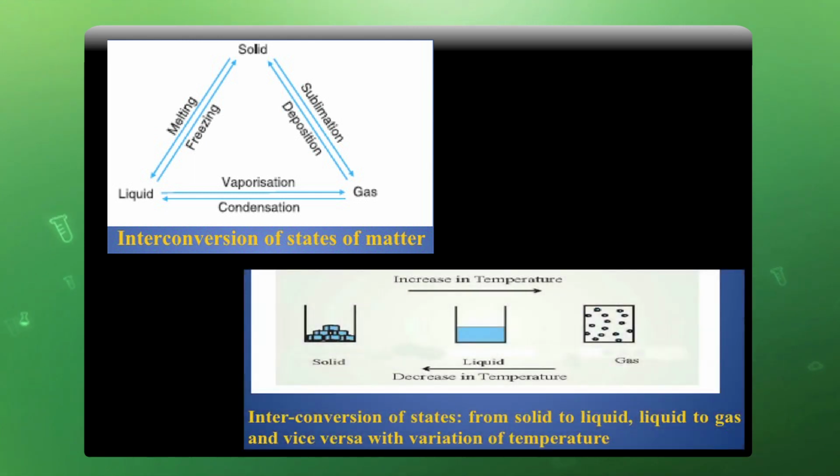And as the temperature increases, the state of matter changes from solid to liquid and liquid to gas. It means that as the temperature increases, the intermolecular attraction decreases, which makes the molecules of the matter free, and ultimately at a very high temperature, the molecules become totally free and are converted into the gaseous state.